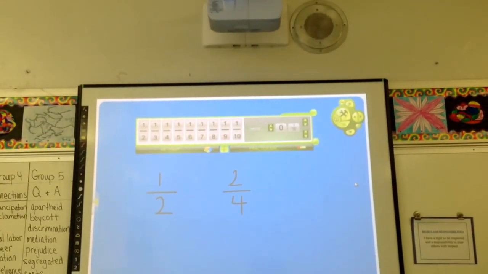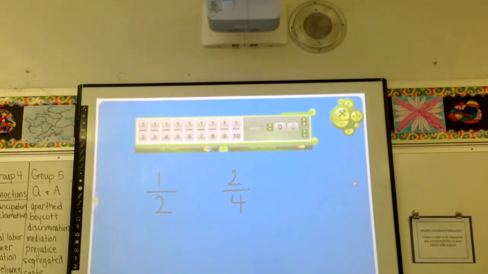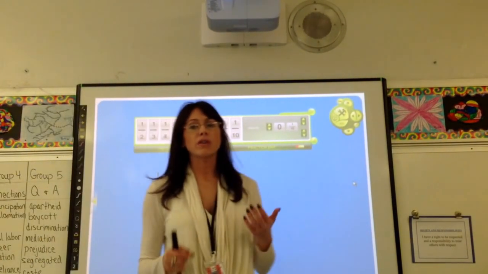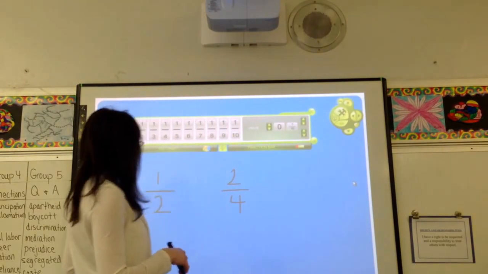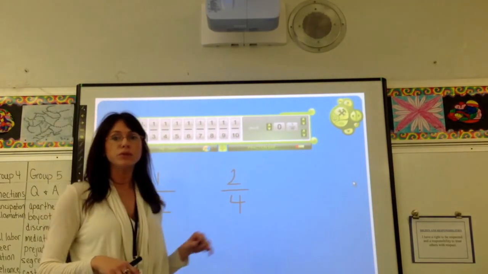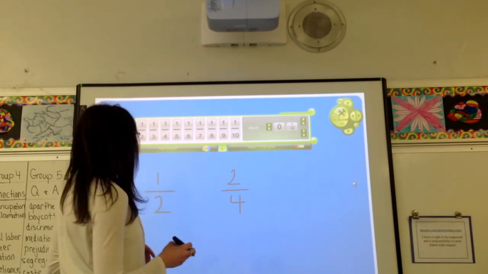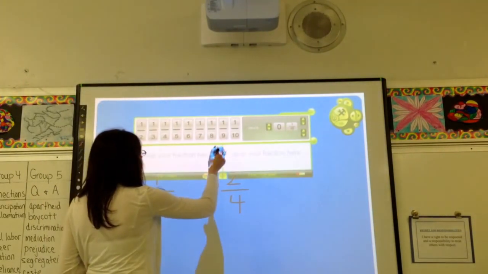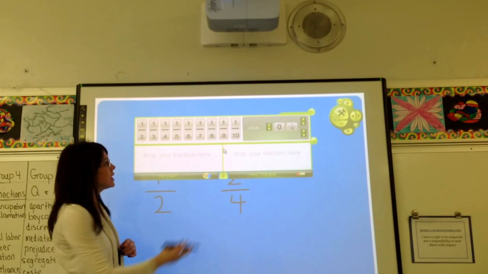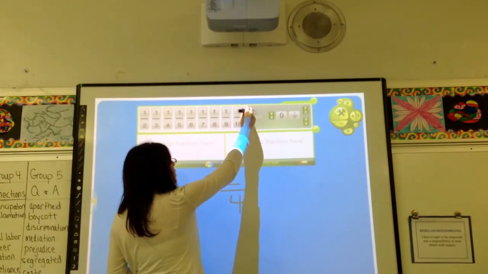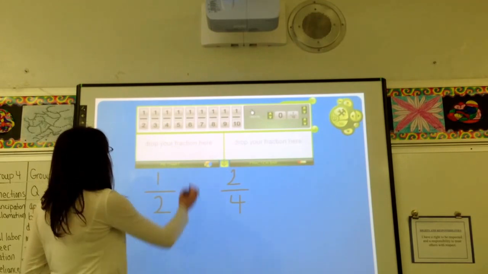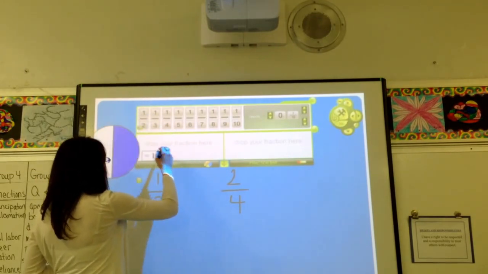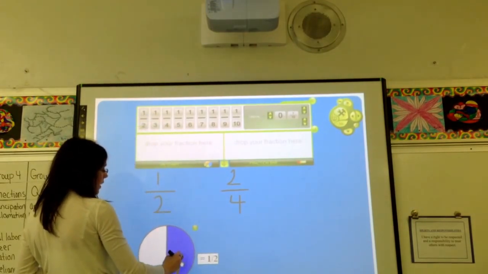Okay, today's lesson is on equivalent fractions, and equivalent fractions are fractions that have different denominators but represent the same number. So we're going to start with 1/2 and 2/4, and they are equivalent fractions. So I'm going to pull down my fraction chart and demonstrate that these are equivalent fractions using a pie chart and a fraction bar. So the first thing I'm going to do is create a pie chart to represent 1/2.